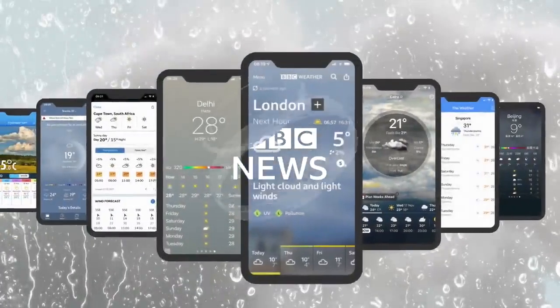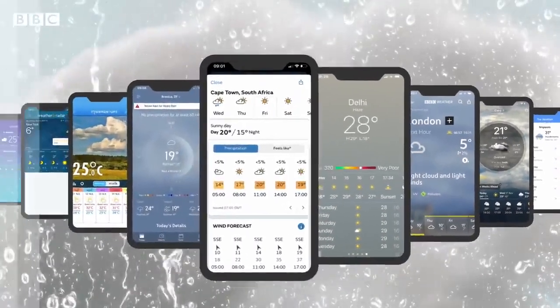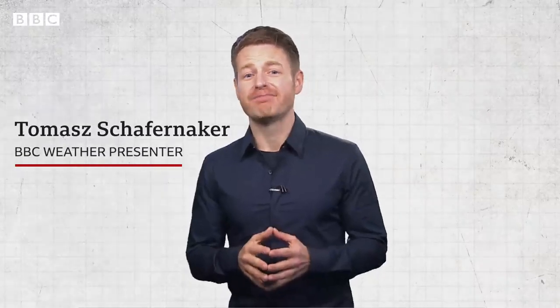Weather apps, instant forecasts in the palm of your hand. They show you the weather for the next hour, day or week, wherever you are. But interpreting the information can actually be quite tricky. So let me break it down for you. First of all, how do weather apps work?